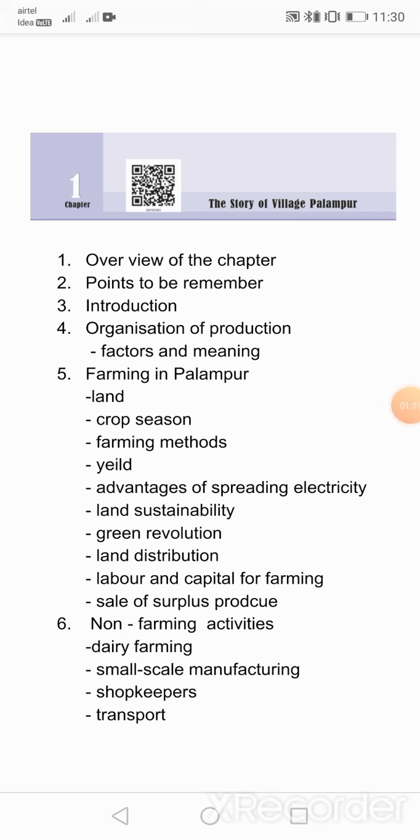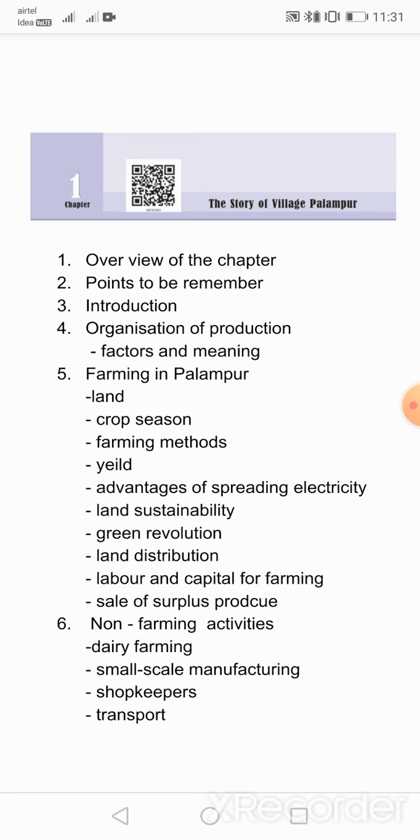Now, come to our first topic, overview of the chapter. The chapter tells us the purpose of the story is to introduce some basic concepts relating to production, and this we do through a story of a hypothetical village named Palampur. It is an imaginary village in our country. We can assume that it is situated in Uttar Pradesh state. There is a small village named Palampur.